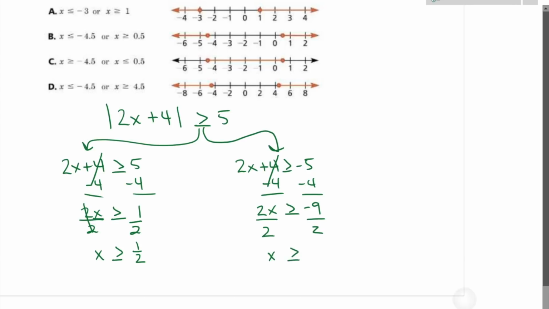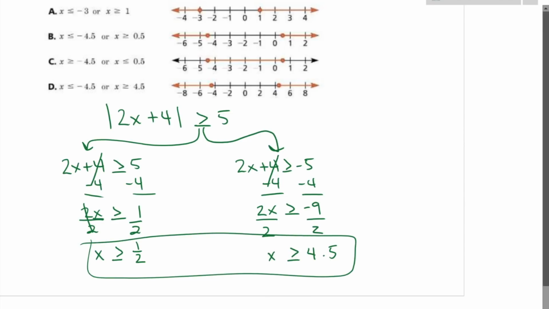X is greater than or equal to negative 4.5, because 2 goes into 9 4 times with the remainder of 1, which is 1 over 2, which is 0.5. So you are looking for an answer that says 1/2 and 4.5. Is there one of those that say that? Well, A does not. B says negative 4.5. So does D. Sorry, they're right. It's negative 4.5, because you have a negative 9 divided by 2, negative 4.5. So you're left with B, C, or D. But D says 4.5 and 4.5, so now you're left with B or C.